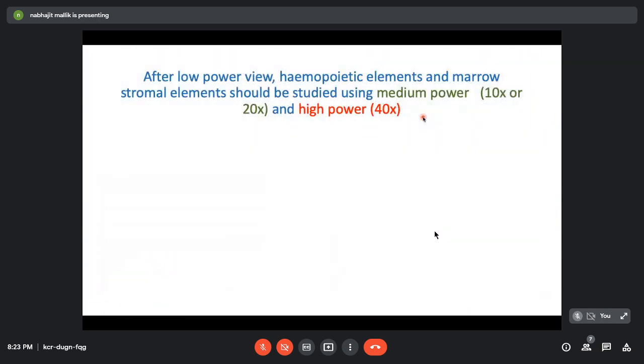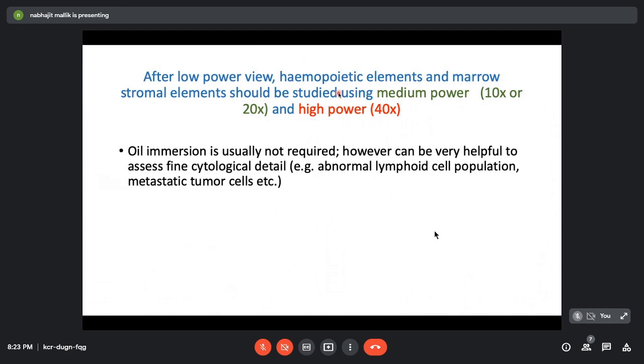So now that we have seen that on the low power, we can assess the cellularity, we can assess megakaryocytes, we can assess for infiltration by mets or other things like oxalate crystals as well, and we can also look for bone diseases. Now after the low power examination, what do we do? After low power examination, the hematopoietic elements and the marrow stromal elements should be studied using the medium power, that is 10x and 20x, and also the high power. Oil immersion in bone marrow biopsies is usually not required. However, it can be very helpful to assess fine cytological details, for example, a normal lymphoid cell population or the metastatic tumor cells.